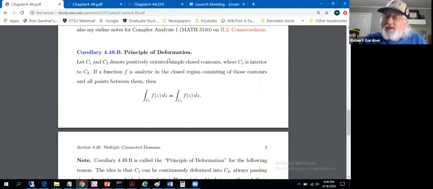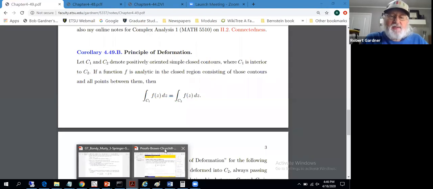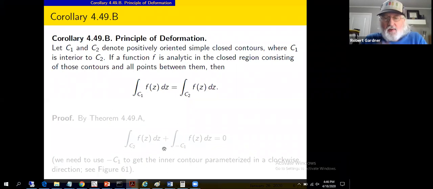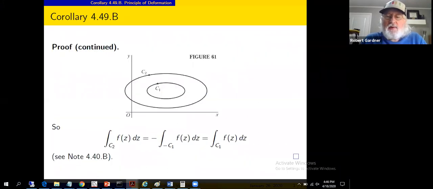They call this the principle of deformation. Let's look at a picture and make sense out of that. And let's go through the proof of that one. All right. Here's a plan. Well, here's a picture. The picture is the plan. So we've got C sub 2 positively oriented. We've got C sub 1 interior to C sub 2.